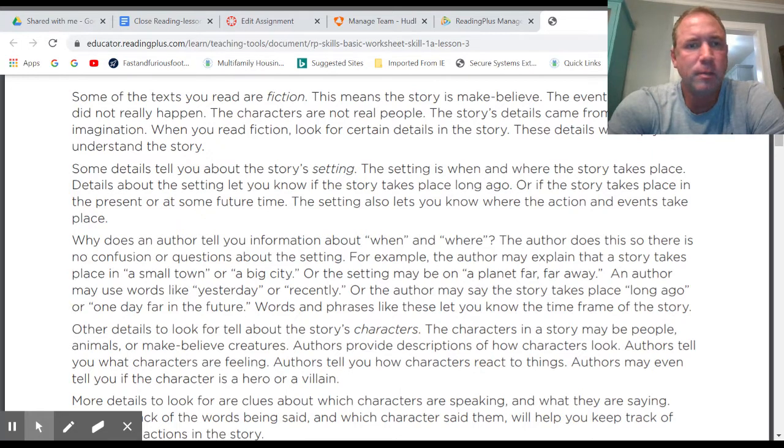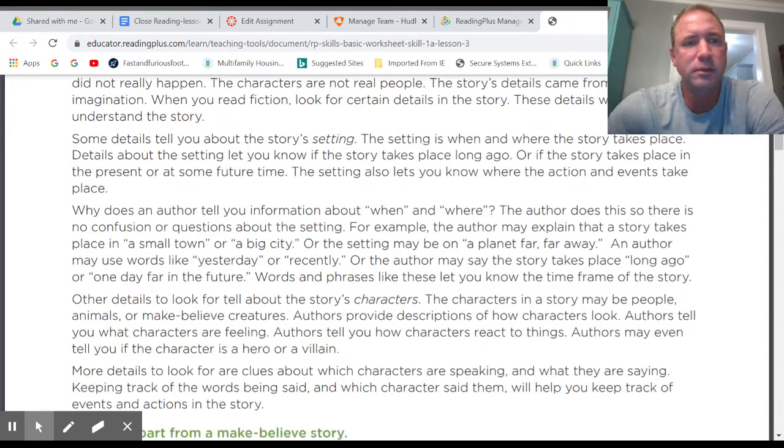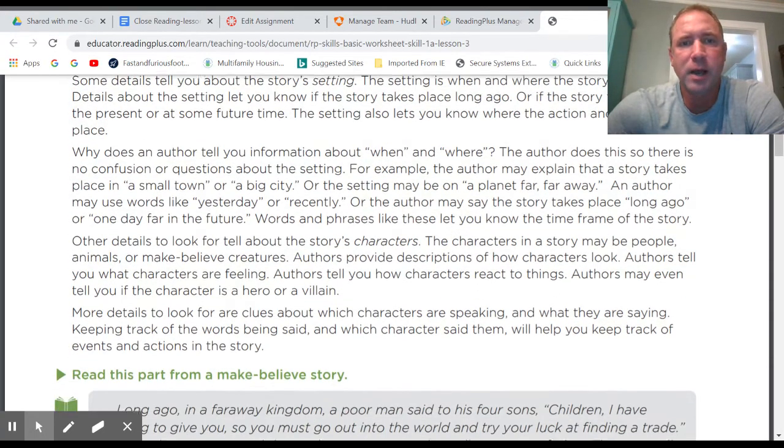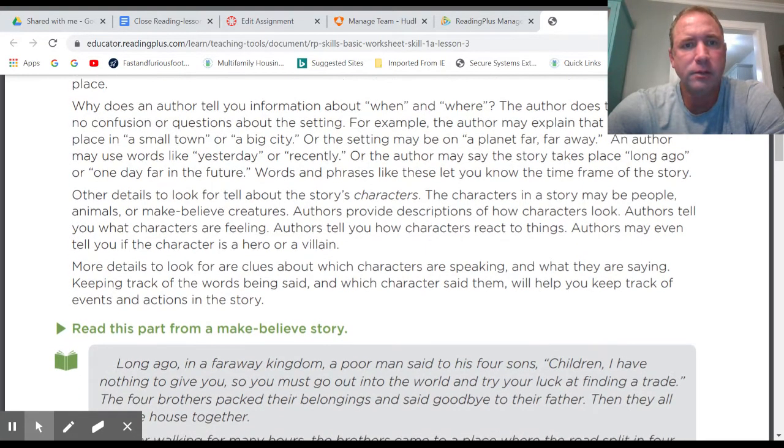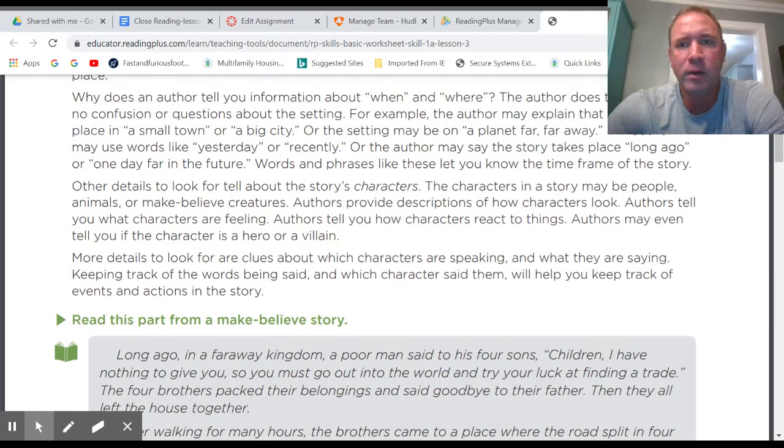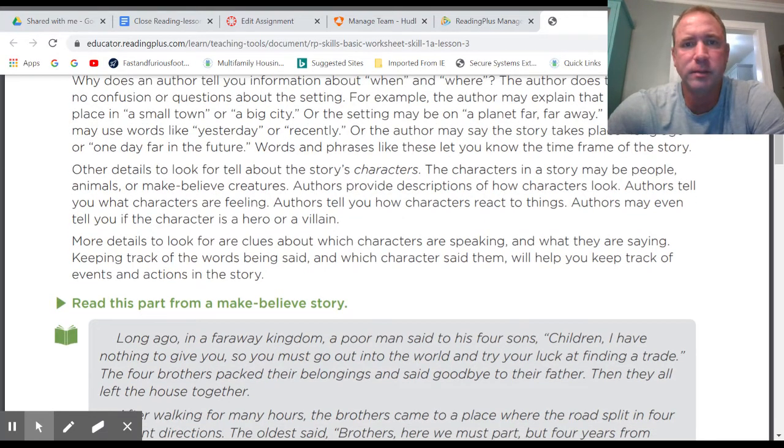Some details tell you about the story's setting. The setting is when and where the story takes place. Details about the setting let you know if the story takes place long ago, or in the present, or at some future time. The setting also lets you know where the action and events take place. Why does an author tell you information about when and where? The author does this so that there is no confusion or questions about the setting.